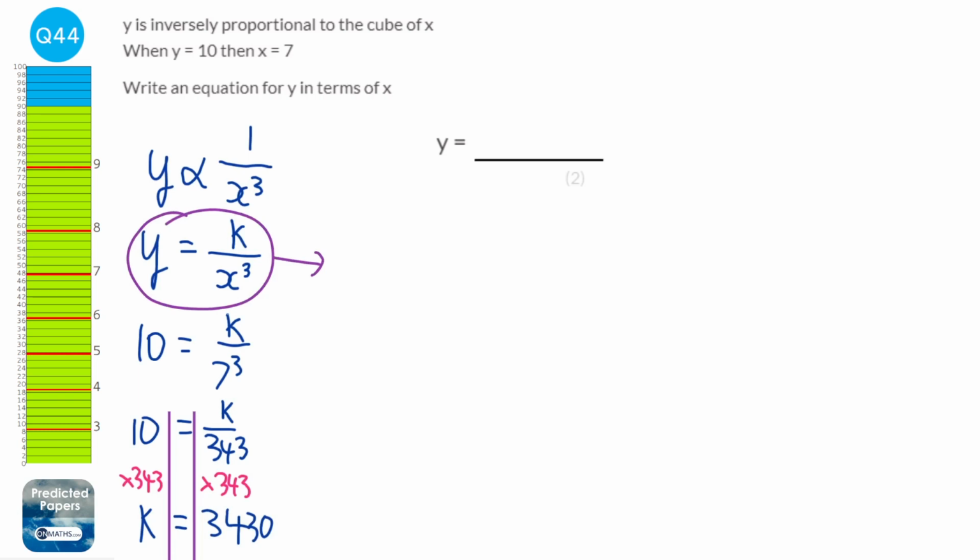But we know what k is now. So it's y equals 3,430 over x cubed. And that actually is our answer.